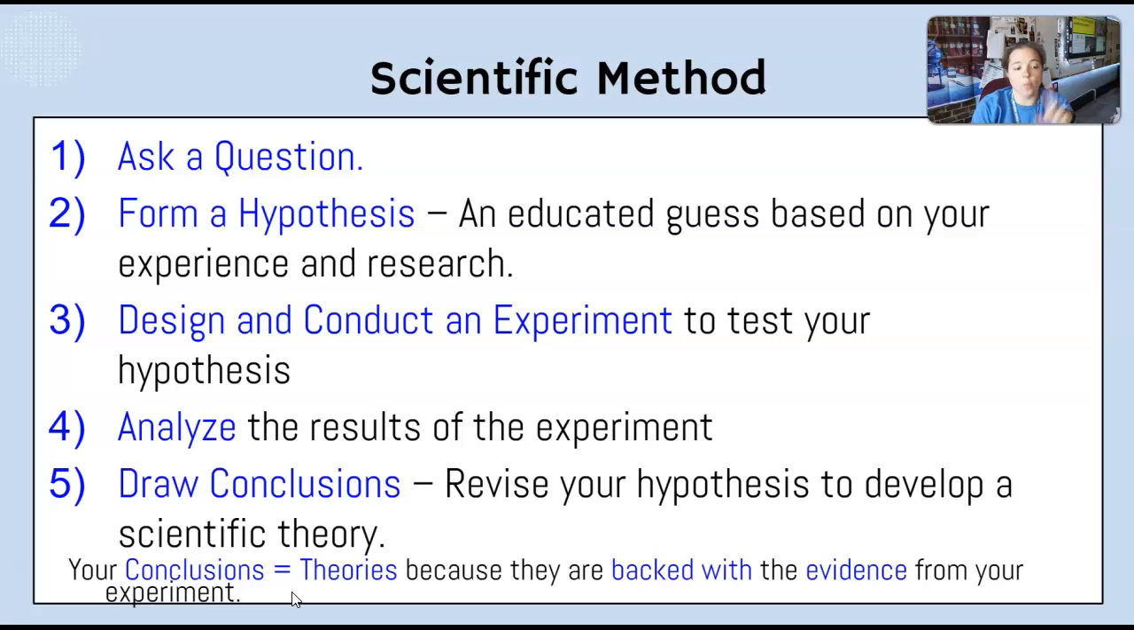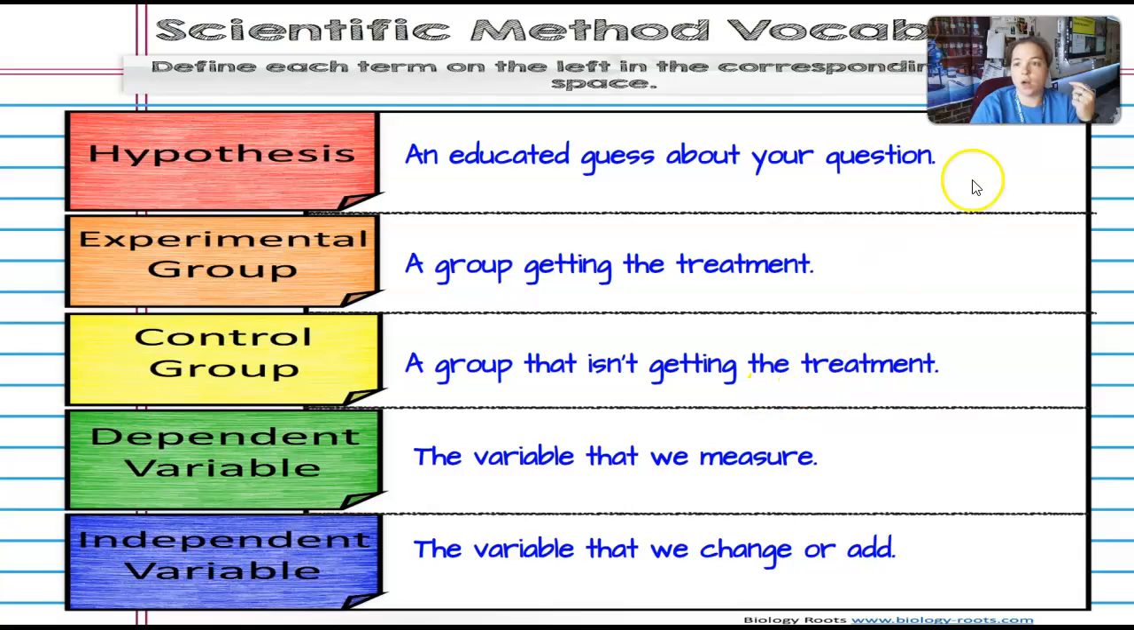And here's the thing, with your conclusions, those equal theories because they are backed with evidence from your experiment. And that's important. Anytime you have any scientific method, any experiment, any theory, it needs to get backed with evidence from multiple experiments. All right.